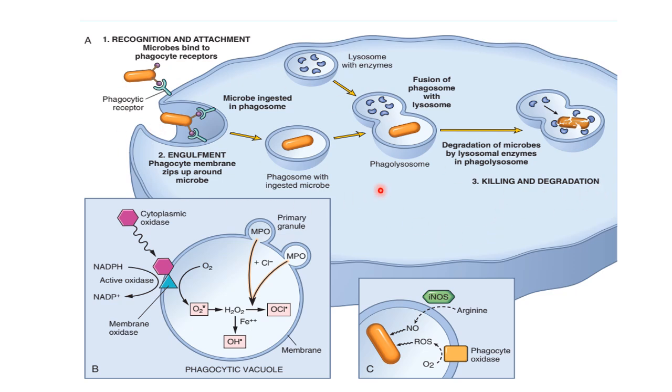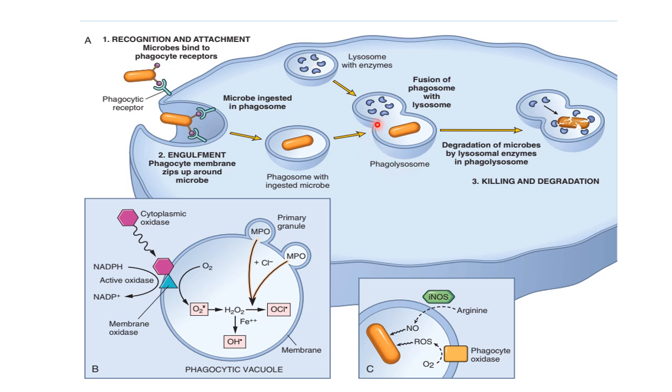So let's look at the last stage, which is killing and degradation. This is simply a summary of everything we've talked about: recognition and binding, then endocytosis, which is engulfing and taking it inside, then fusion of the phagosome with the lysosome to form a phagolysosome. The lysosome contains lysosomal enzymes that fuse with this phagosome.